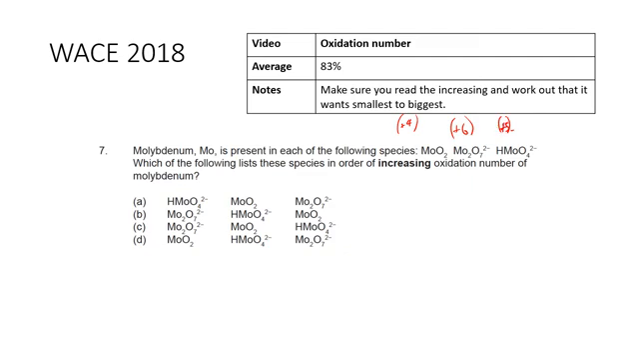So we're just going to put them in order. Just really make sure that you're reading the increasing. So you want that one first, that one second, and that one third. And that's this one, D. All right. Yep, that looks about right. Okay, so increasing oxidation number.